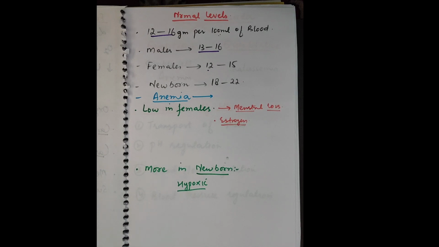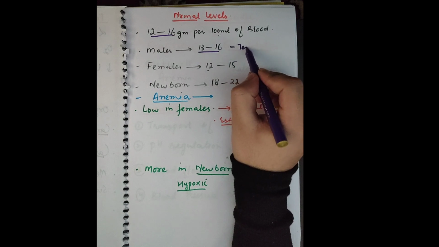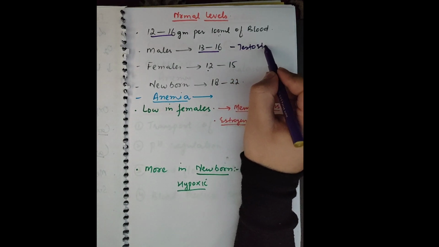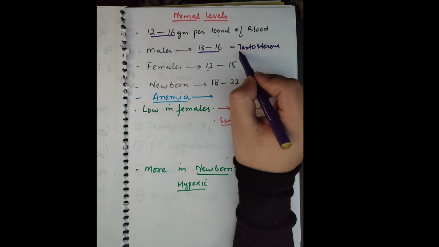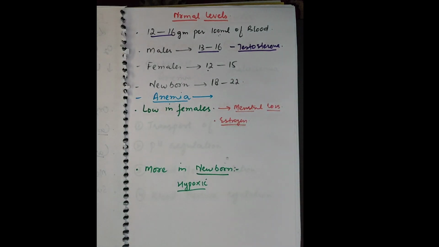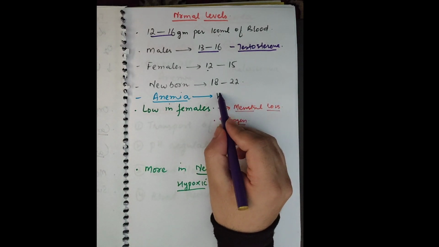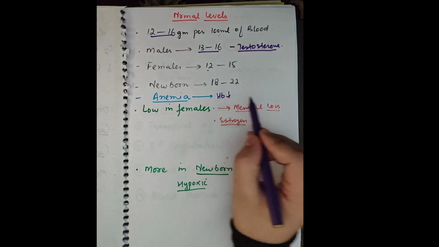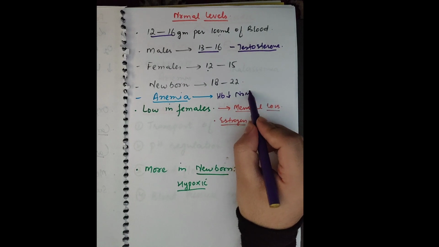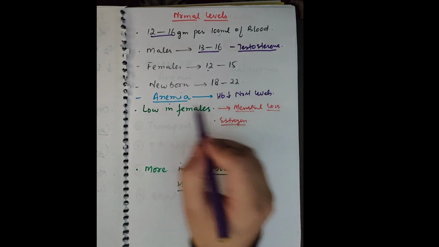Males have higher levels because of the testosterone, which increases the hemoglobin levels because it has a stimulatory effect. Okay, so this is a normal level, 12 to 16. Whenever the hemoglobin levels reduce below normal levels, this is called anemia.